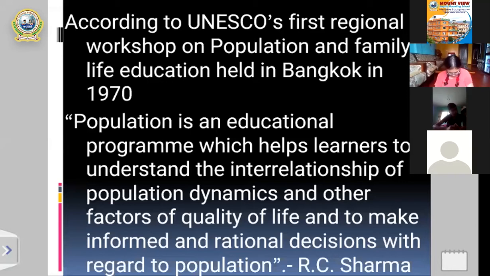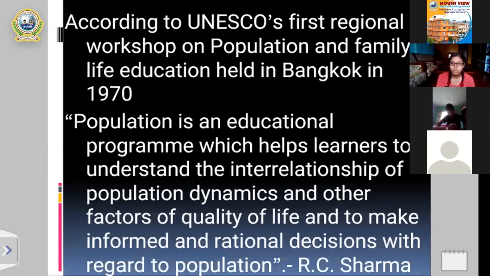Different people have different views, different thoughts. So, my dear students, on the same slide, at last you can see R.C. Sharma. He was an economist, R.C. Sharma. And according to R.C. Sharma, the definition of population education is given on the slide.